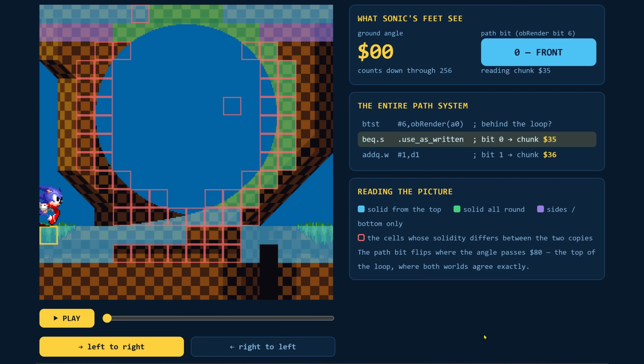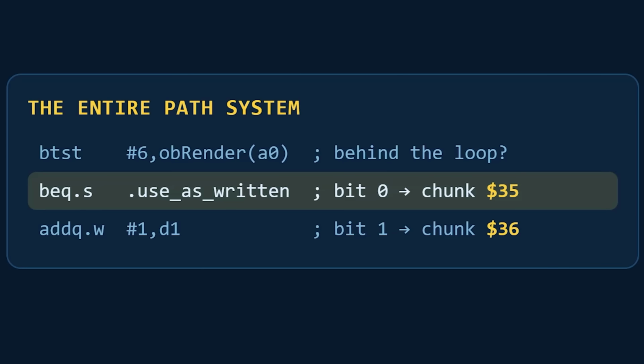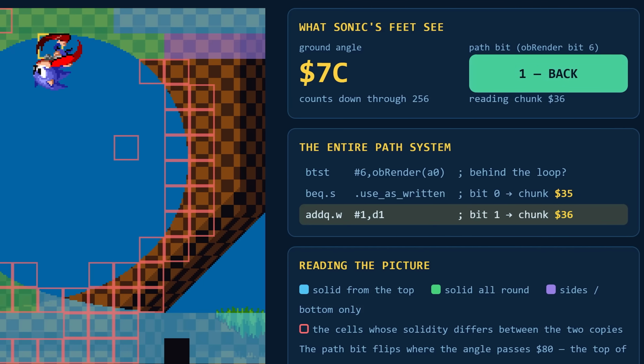In the front path, the right-hand curve is solid and the left-hand curve is thin air. In the back path, it's the other way around. The code checks the rendering priority bit of the loop to determine which of the two loops to use, and it essentially hands over between the two loops at the halfway point.